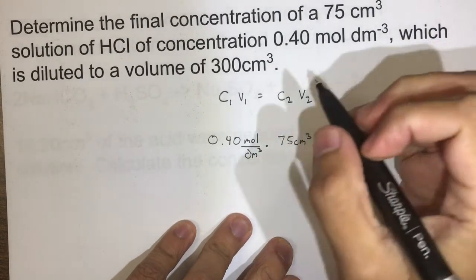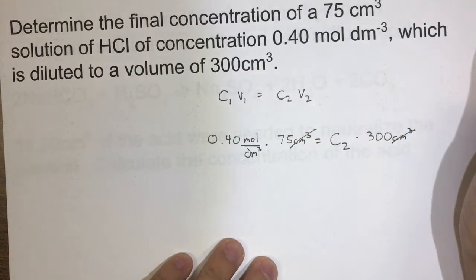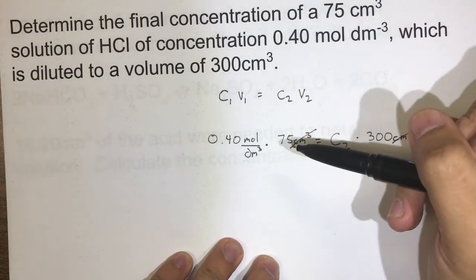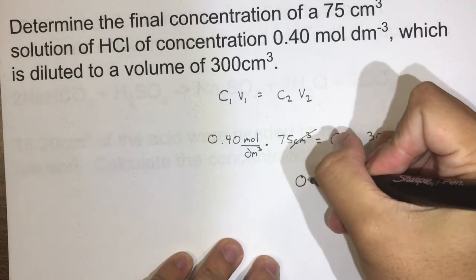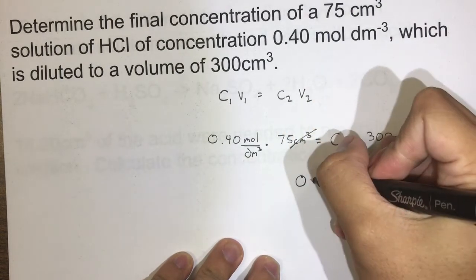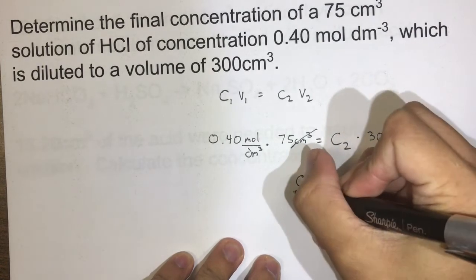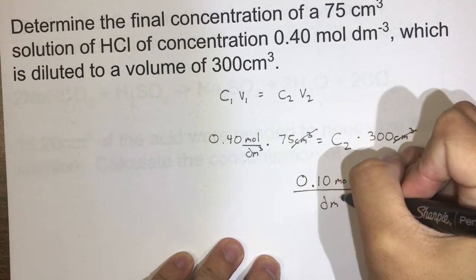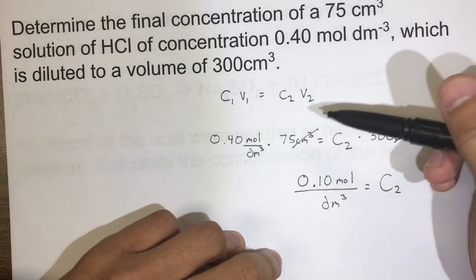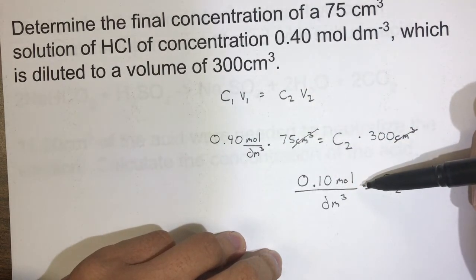A couple of things you'll notice, these are in decimeters and these are in centimeters, but that's okay because the units will cancel out. And so all we have to do is multiply. So we get 0.4 times 75, divided by 300. So when we do this math, we get 0.10 moles per decimeter cubed. And that is our final concentration. Since we added more volume, it makes sense that the concentration is going to be less.